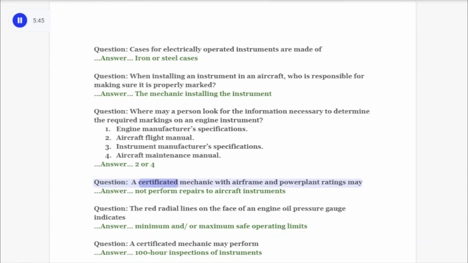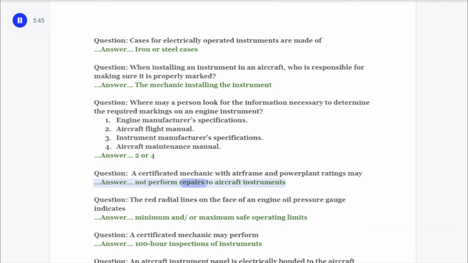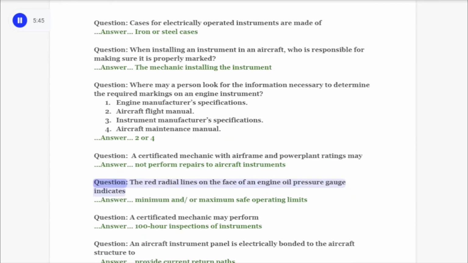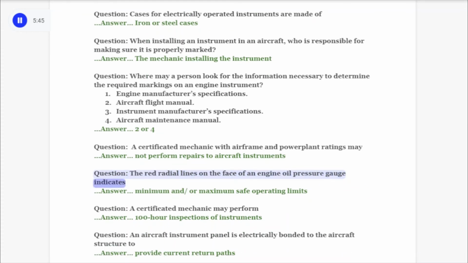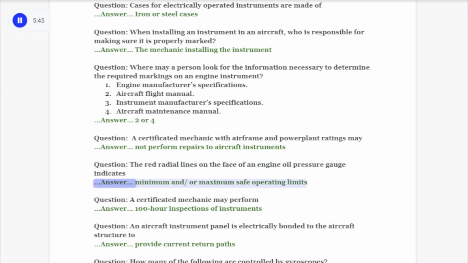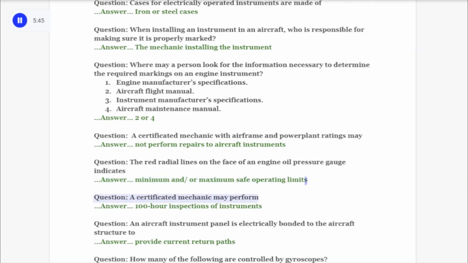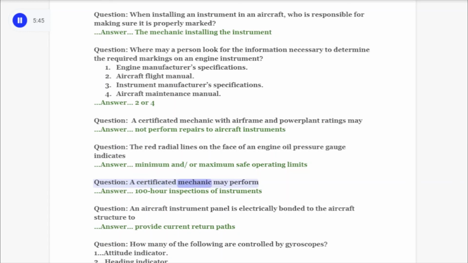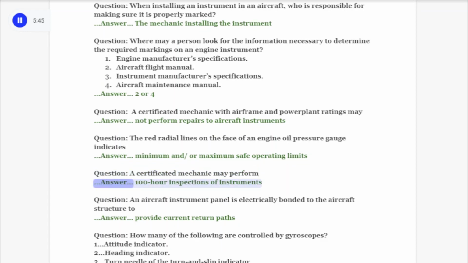Question: a certificated mechanic with airframe and power plant ratings may. Answer: not perform repairs to aircraft instruments. Question: the red radial lines on the face of an engine oil pressure gauge indicates. Answer: minimum and/or maximum safe operating limits. Question: a certificated mechanic may perform. Answer: 100-hour inspections of instruments.